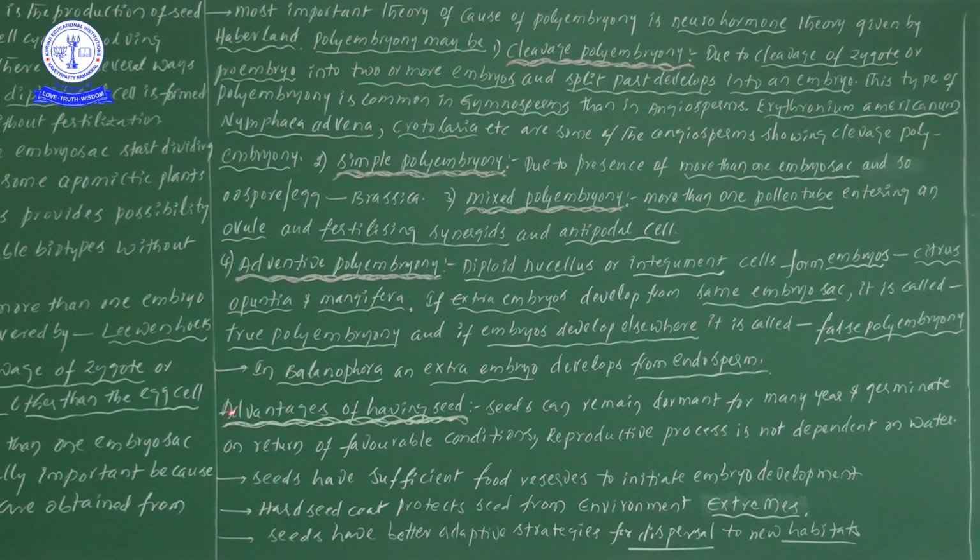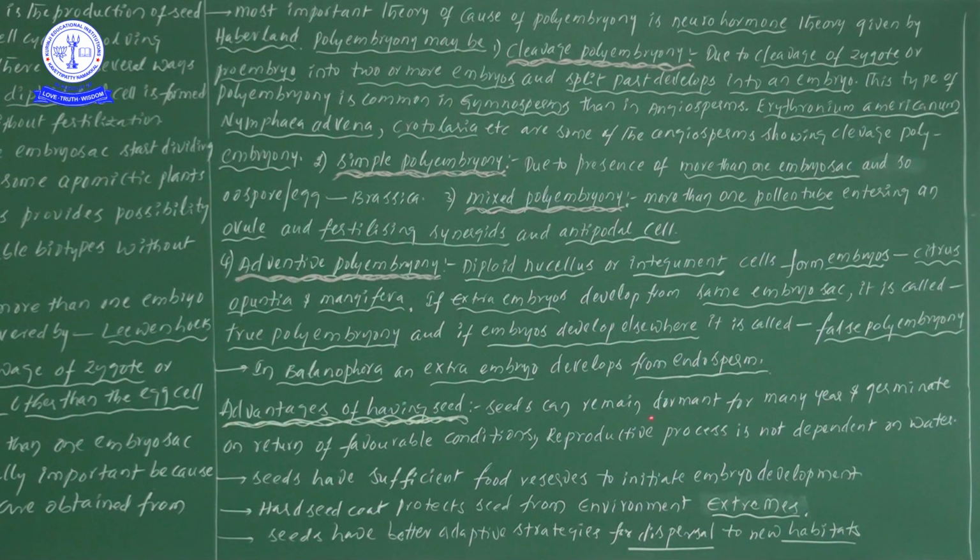Next, let us discuss the advantages of having seeds in angiosperms. Seed structures we mostly notice in angiosperms only, no? That's why let us discuss what advantages there are with seeds. There are 4 points, let us discuss them and then leave this.